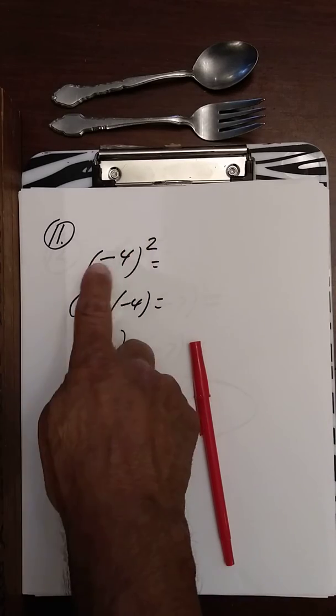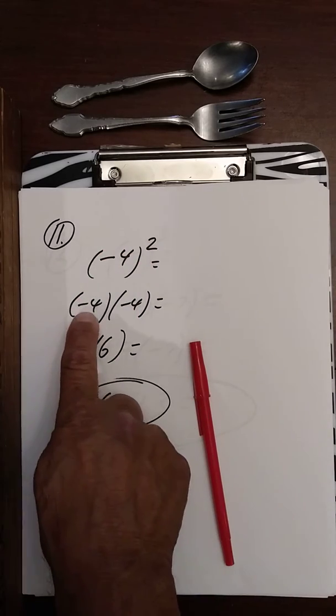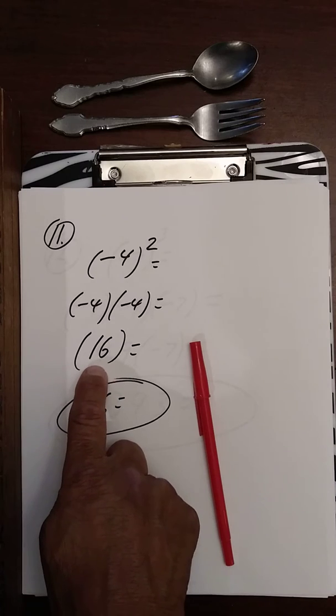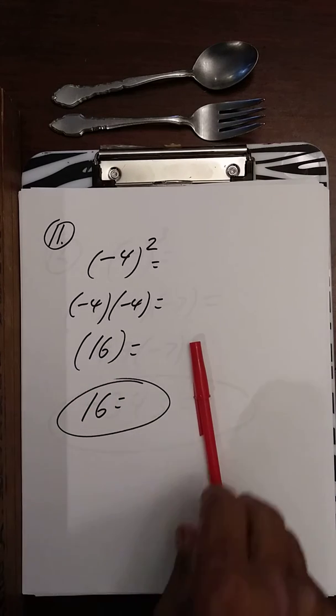-4 to the second power. It means all this twice. -4 times -4, so that's 16. And that's it. We're done. 16.